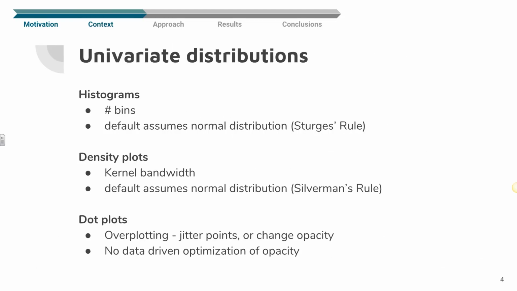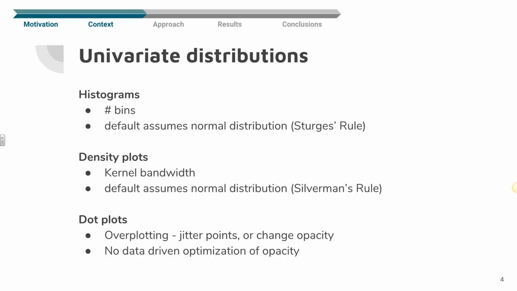So some context for the paper. It focused on univariate distributions for several reasons. One in particular was just simplicity for this particular approach. And they chose 3 different distribution plotting methods. Histograms, where the number of bins, or the number of discrete categories for the data, is the parameter of interest. And the default way of choosing these bins assumes a normal distribution in many of the visualization software packages, which is not always the case, as we know.